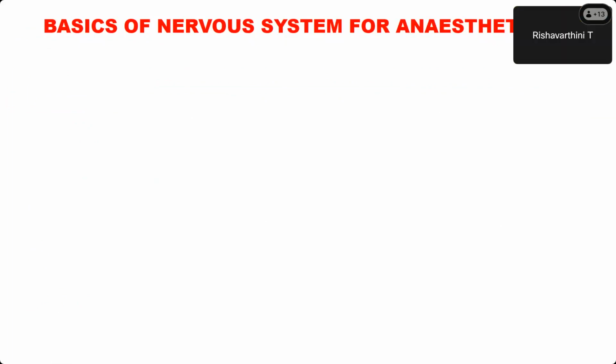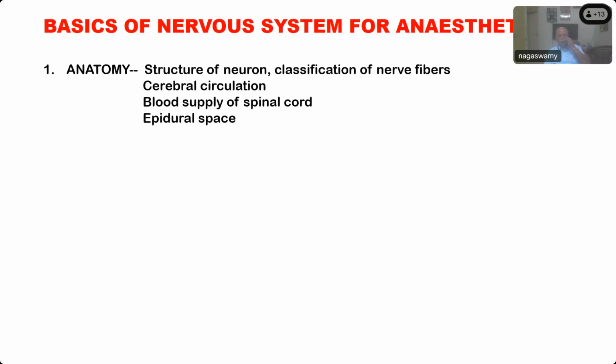So instead of saying just anatomy, physiology, I have coined this as the basics of nervous system for anesthetists. In this, we'll first have to know the anatomy: the structure of neuron, classification of nerve fibers, anatomy of cerebral circulation, blood supply of spinal cord, and the importance of epidural space. These are the areas which are repeatedly asked in the examination. So I thought we will discuss and learn about them.